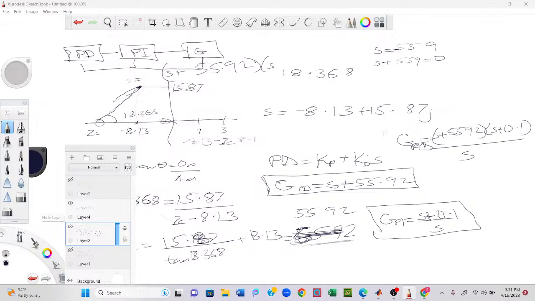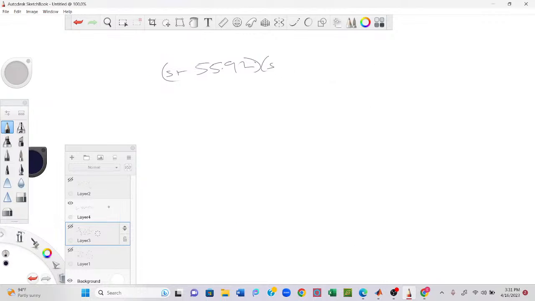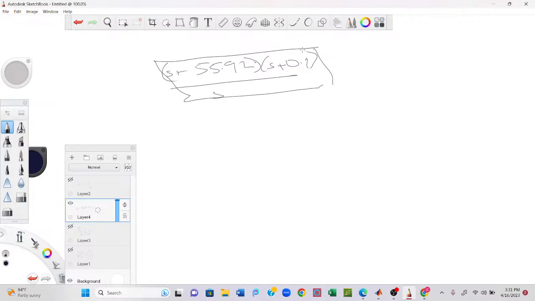5.92 and 0.2. S plus 5 and S, S plus 0.1 divided by S. This is cascaded with the normal, your original gain.